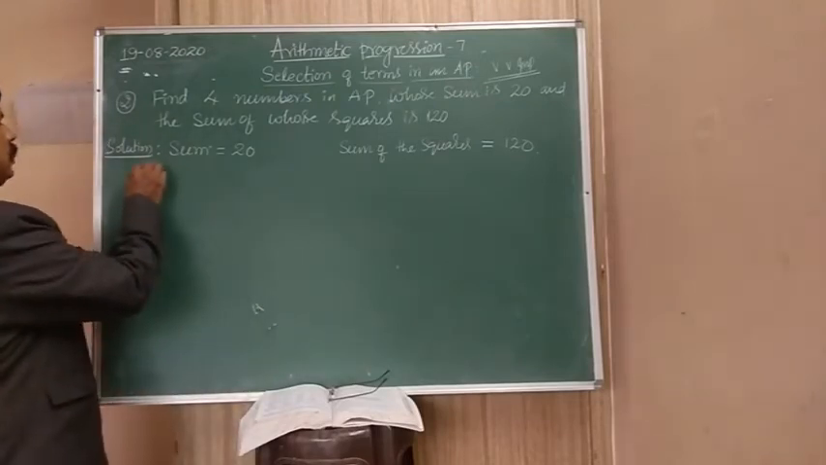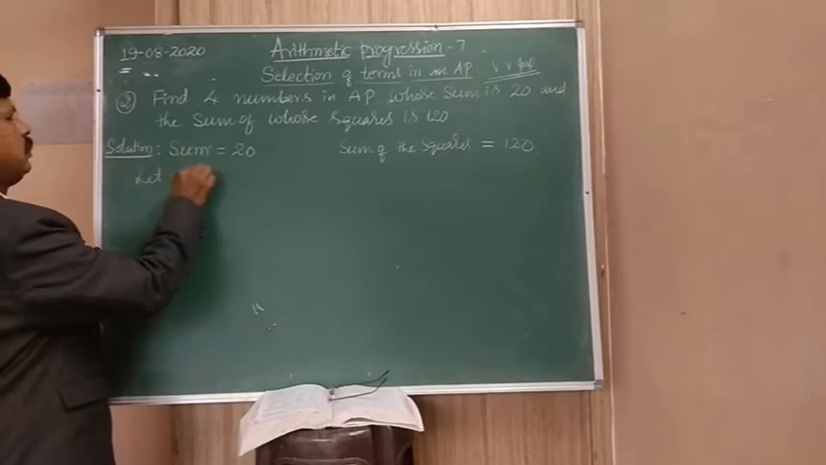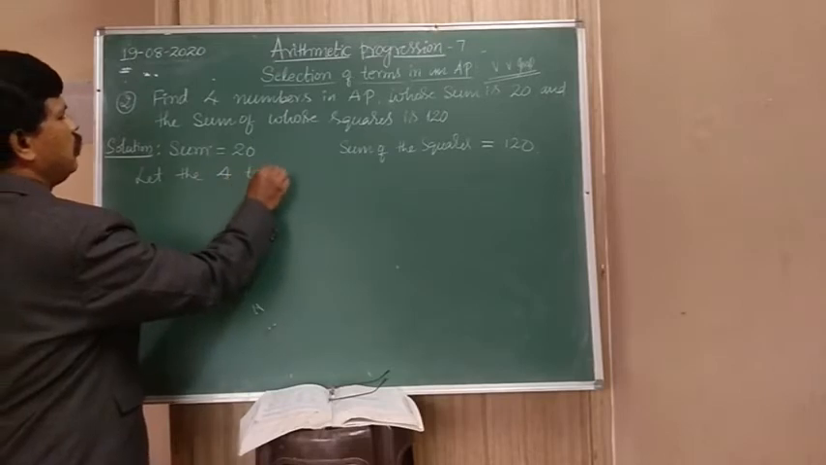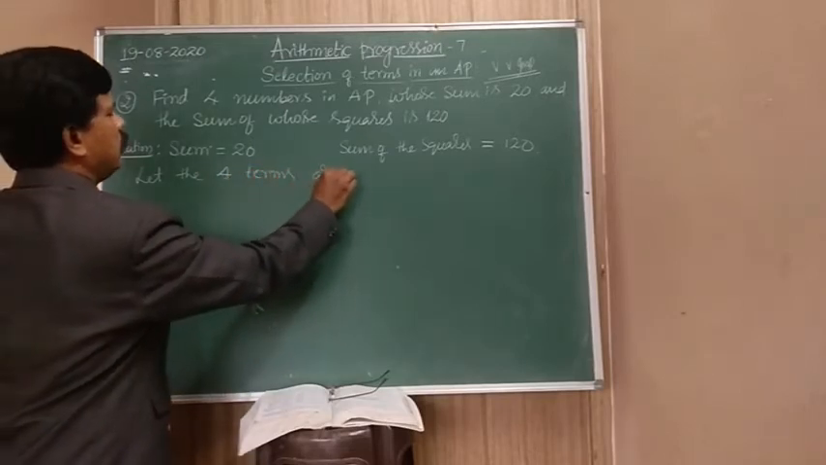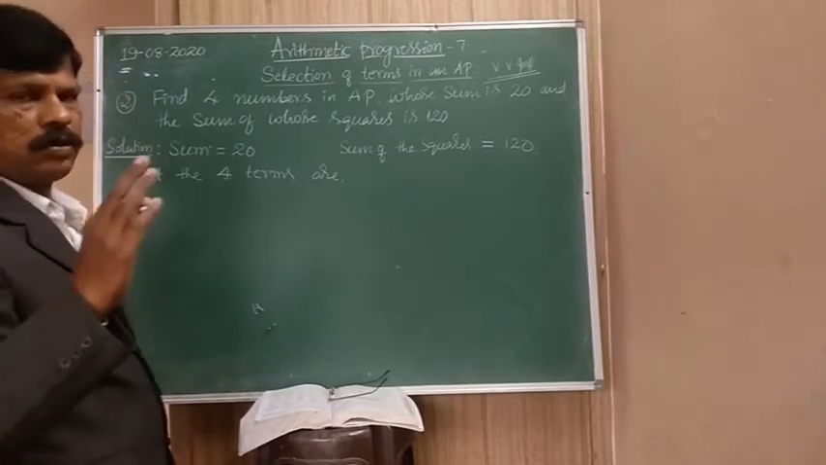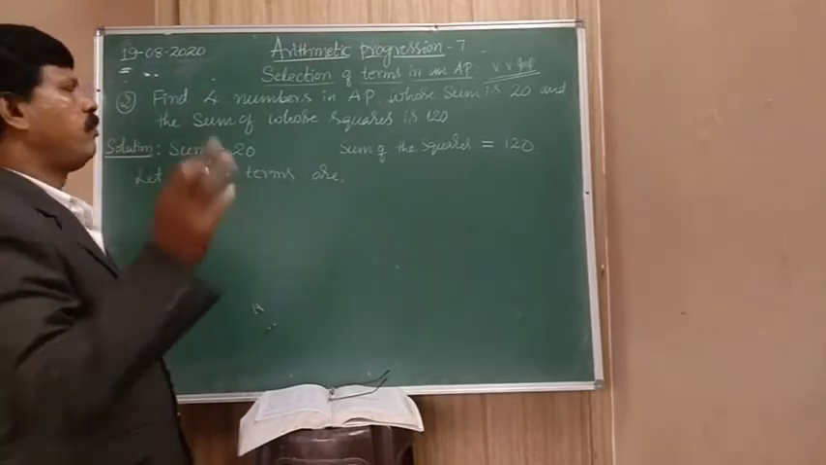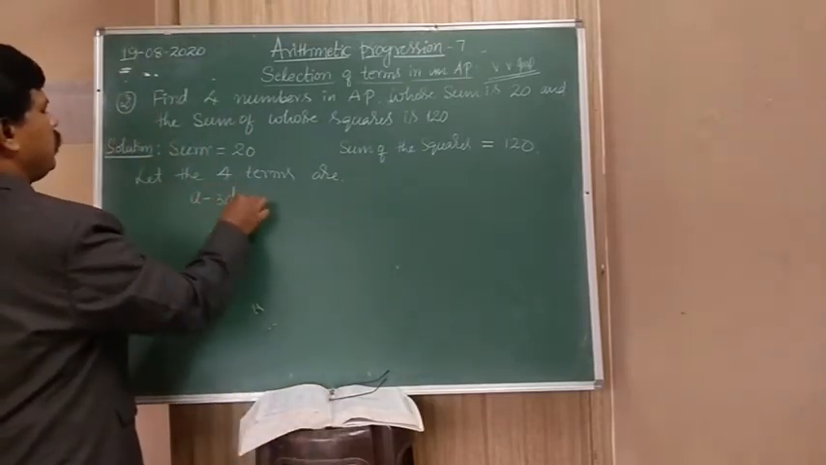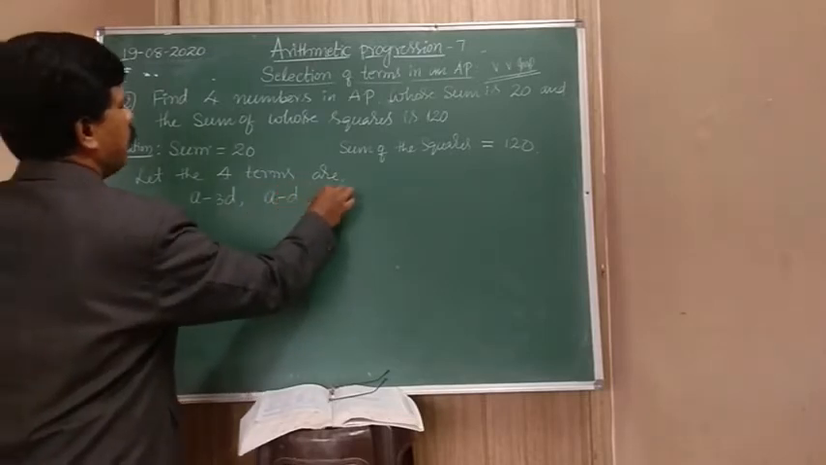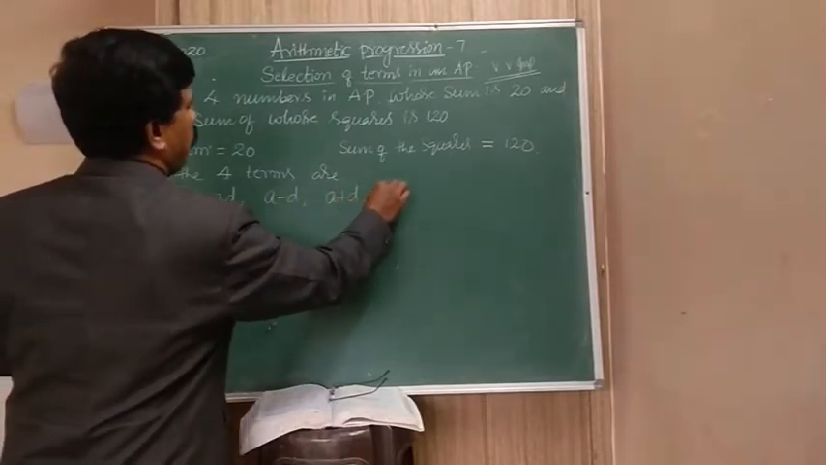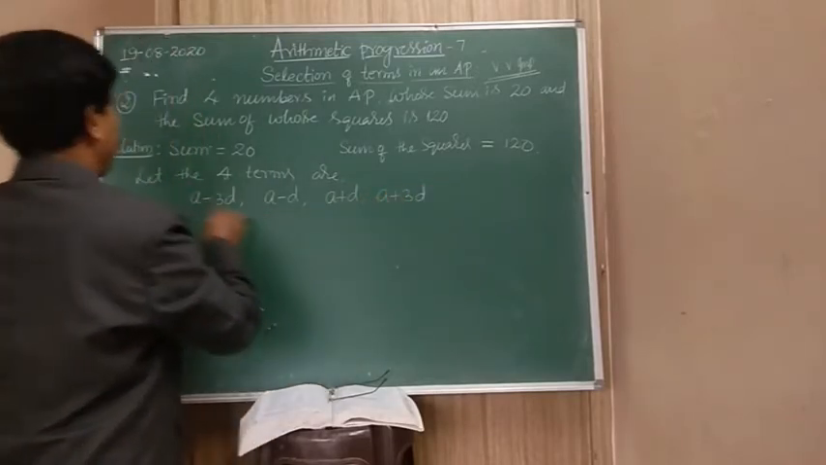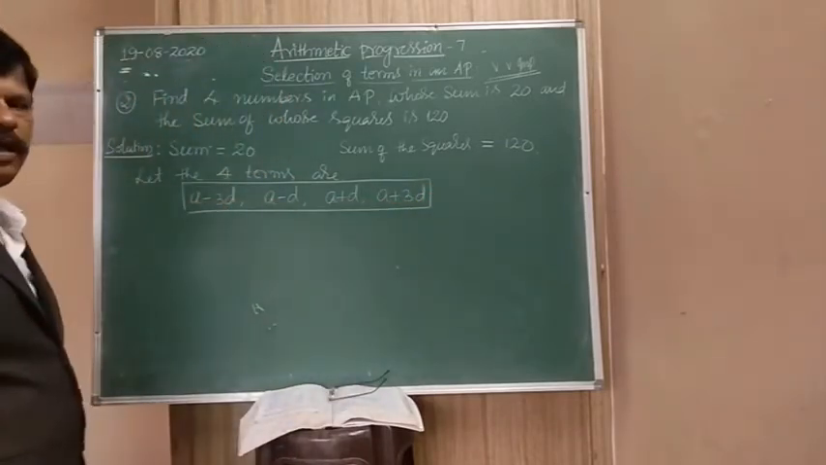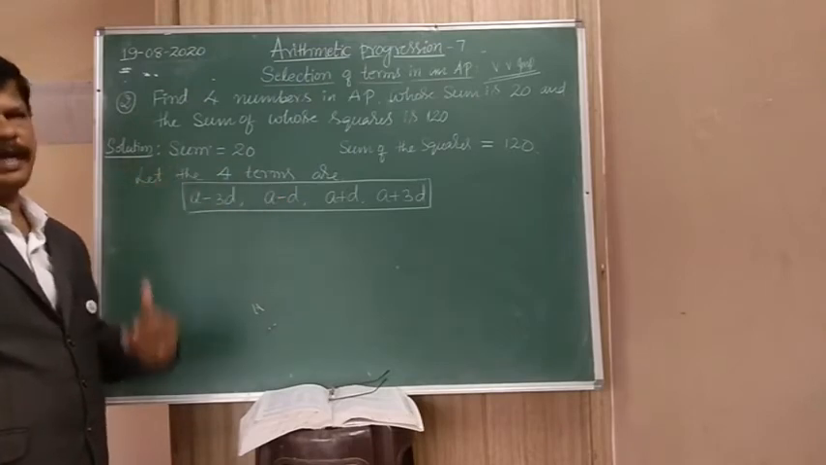Now let the 4 terms be. Now recall that for 3 terms we took A minus D. For 4 terms what can we take? A minus 3D, comma, A minus D, comma, A plus D, comma, A plus 3D. So you should take like this. These are the 4 terms in AP.